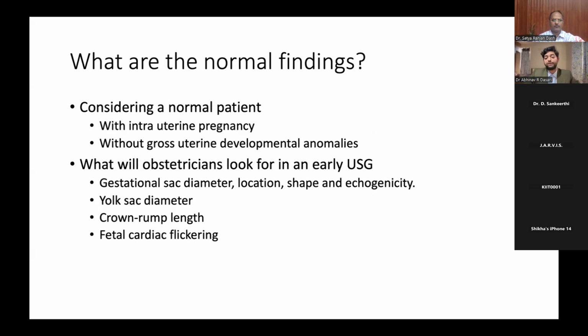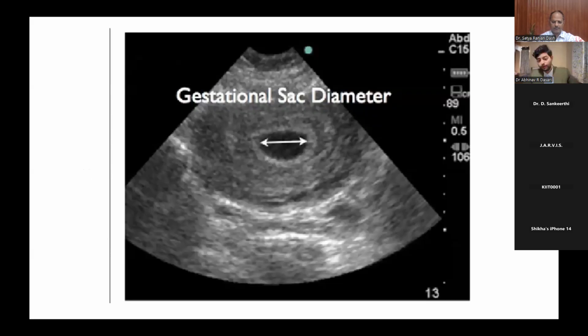When we consider a normal patient with an intrauterine pregnancy without any complications, we look for gestational sac diameter, location, shape, and echogenicity. We also look for yolk sac diameter, crown rump length, and fetal cardiac flickering. This is an ultrasound image showing the gestational sac diameter measurement. The small circle which you can see is the pregnancy in the uterus. This is a gestational sac, and we use calipers in ultrasound machines to measure its diameter.